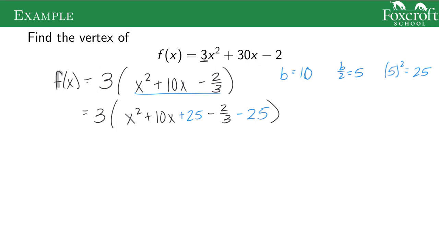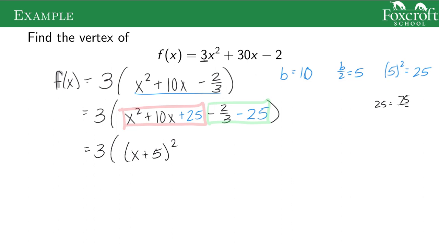And then again, the whole reason is these 3 terms here are going to combine, and these 2 terms here are going to combine. Right, so I'm going to get, this 3 is still just hanging out. Those first 3 are going to be x plus 5 squared. All right, the second 2, I did get a common denominator, 25 is the same thing as 75 over 3. So negative 2/3 minus 75 over 3 is going to be negative 77 over 3.